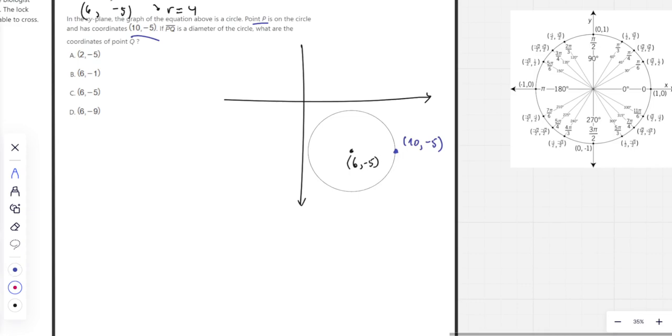PQ is a diameter of the circle. What are the coordinates of point Q? Well, if this is point P, I know that it has to pass through the center of the circle in order to become a diameter. So it would pass through right through here and keep going to point Q. By that logic, we just crossed the radius, but in the opposite direction. So we'd reduce our x by another 4 units to get to 2, -5. Not too bad if you draw it out.